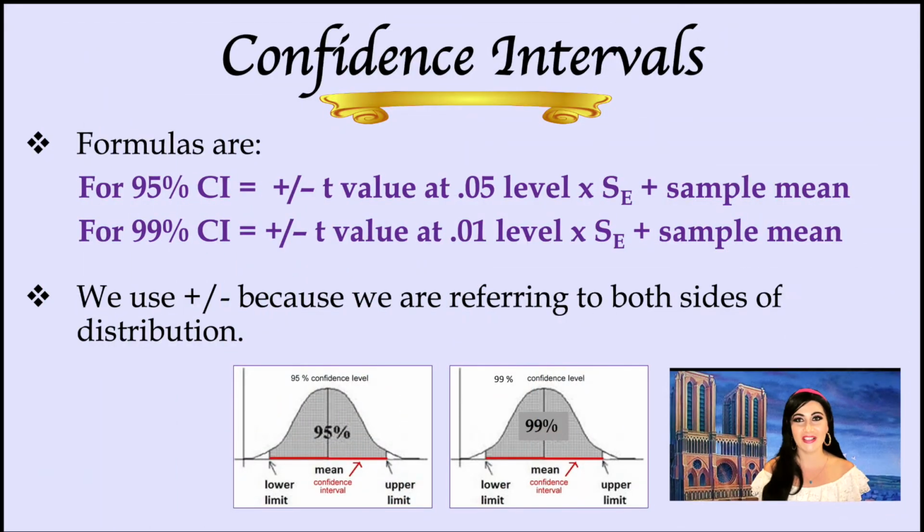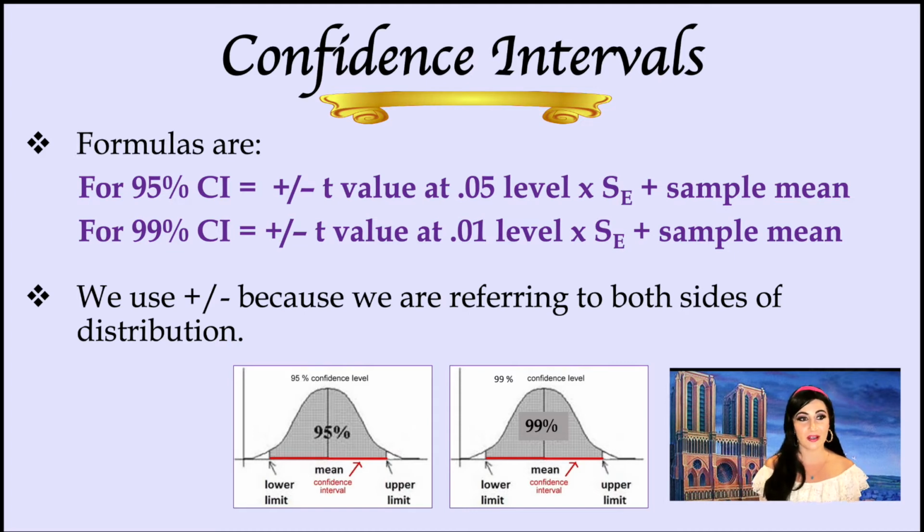So how do we calculate these ranges? How do we calculate these confidence intervals? Well, we have two different formulas. One for the 95% confidence interval and one for the 99% confidence interval. The process and the procedure for how to calculate them are the same. It's just that the values that we're going to be looking up are going to slightly differ. So let's look at the first one.